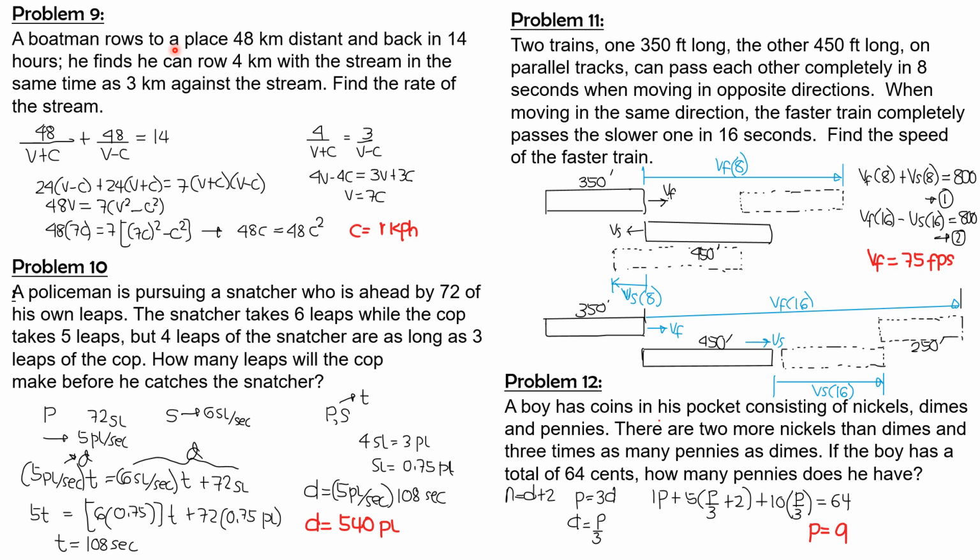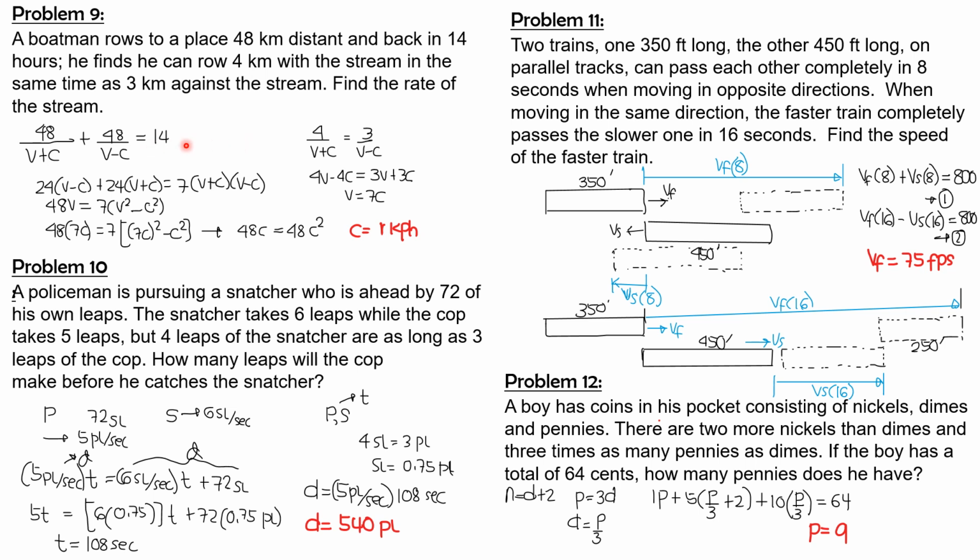Then the total time is 14 hours, and that is 48 kilometers distance divided by the effective speed in rowing with the stream, V plus C, plus going back 48 kilometers, the effective speed in rowing back is V minus C, because it is now against the stream, then equals 14.